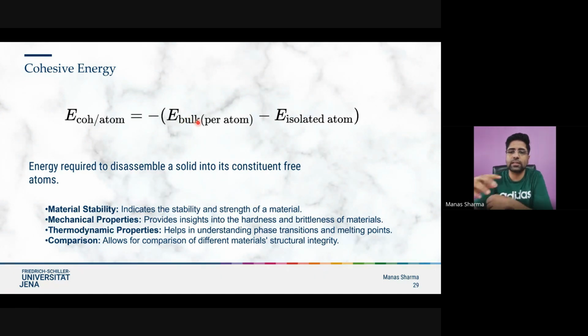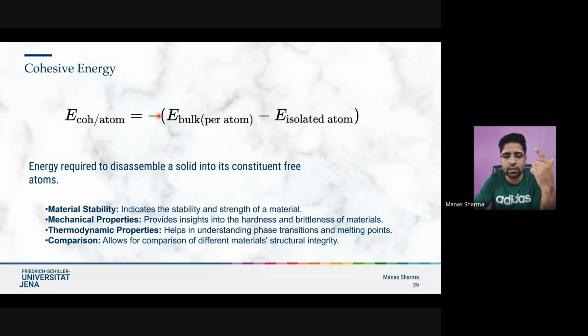Bulk refers to the fact that I'm calculating the energy of the 3D periodic crystal. So to get the E bulk per atom, I will calculate the energy of the total system divided by the number of atoms, and then subtract the energy of the isolated atom. In the case of silicon, I will calculate the energy of the total silicon crystal, divide that by the number of atoms, and subtract the energy of the single silicon atom. I have introduced this negative sign here just as a convention.